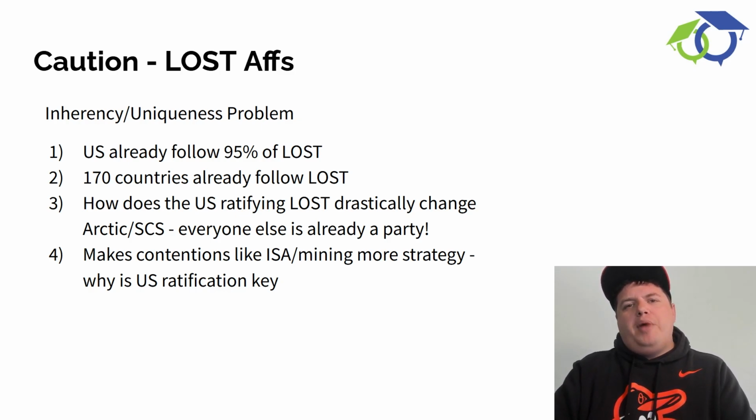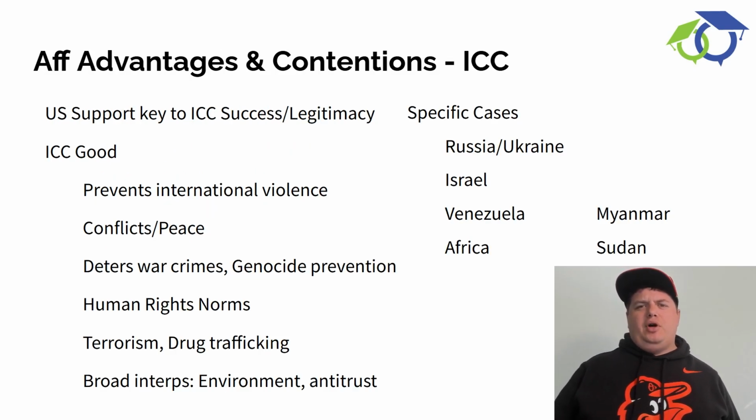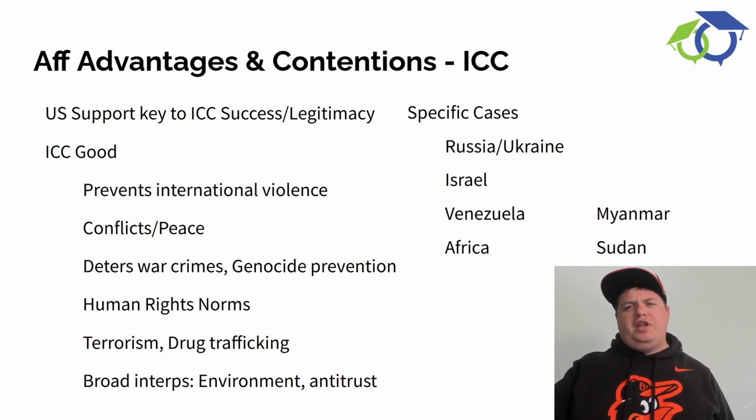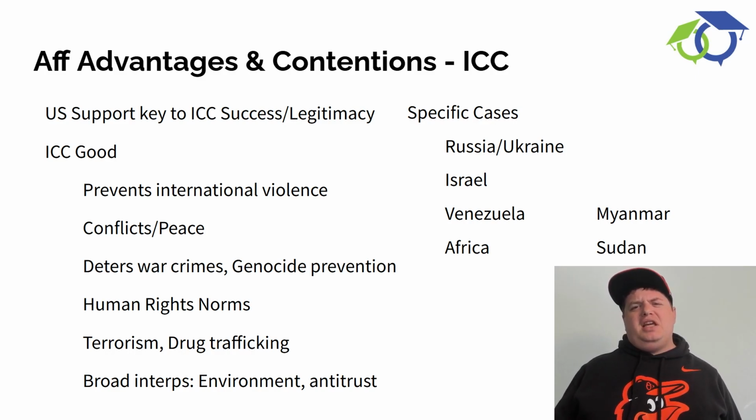Now I want to talk about affirmatives with the ICC. I think the ICC part of the topic is a lot less cumbersome than the LOST section. I think this can be easily divided into a couple of categories. I think the first category is just reasons why the International Criminal Court is good. I think there will be different links into this argument, but the idea would be that the U.S. ratifying the court would somehow make the court successful or make it legitimate where it is not now.